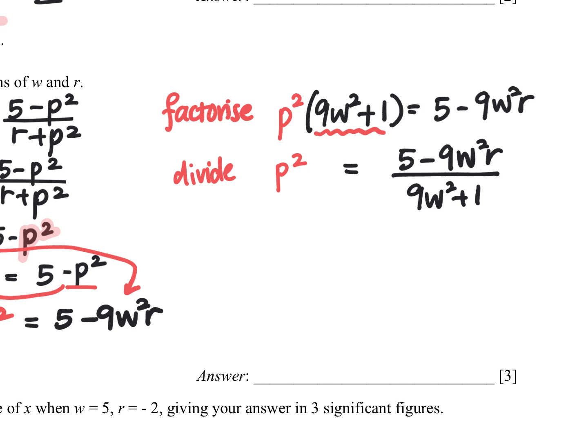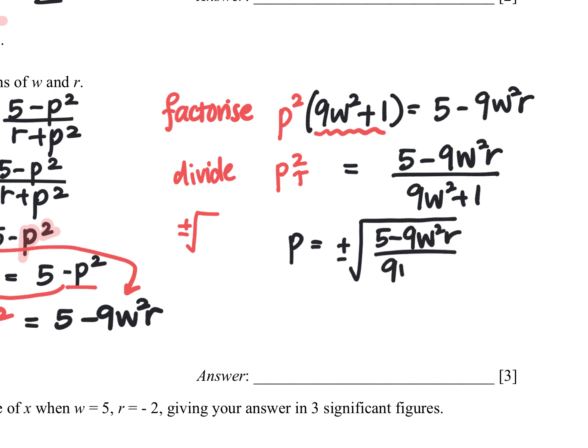Last but not least, I'm going to get rid of my square over here. So we're going to take square root, and we need a plus or minus square root for both sides. After I do my square root, I'm left with just the letter p, but I must remember to put this whole thing inside the root sign, because there are 2 possible answers when we take square root, a positive or a negative answer.